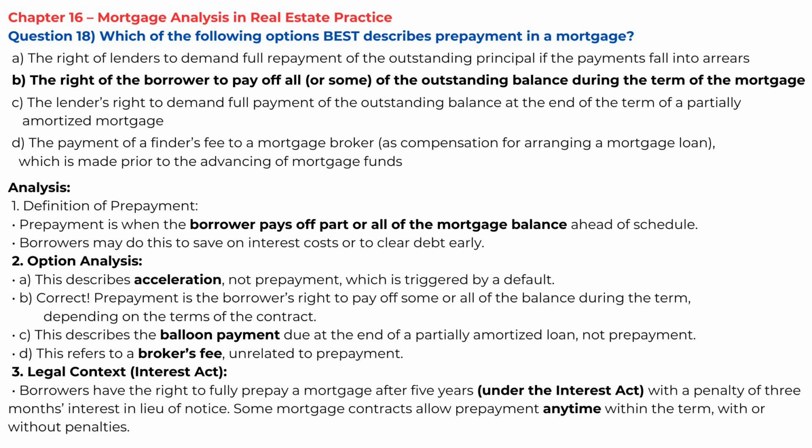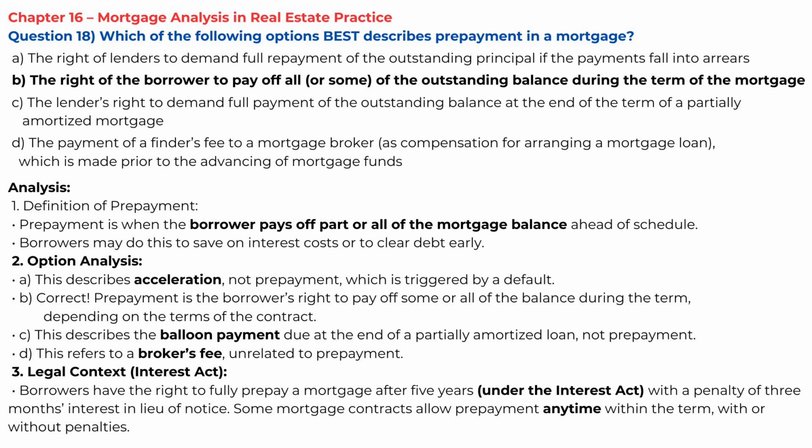Other options, analysis. A. This describes acceleration, not prepayment, which is triggered by a default. B. Correct. Prepayment is the borrower's right to pay off some or all of the balance during the term, depending on the terms of the contract. C. This describes the balloon payment due at the end of a partially amortized loan, not prepayment. D. This refers to a broker's fee, unrelated to prepayment.